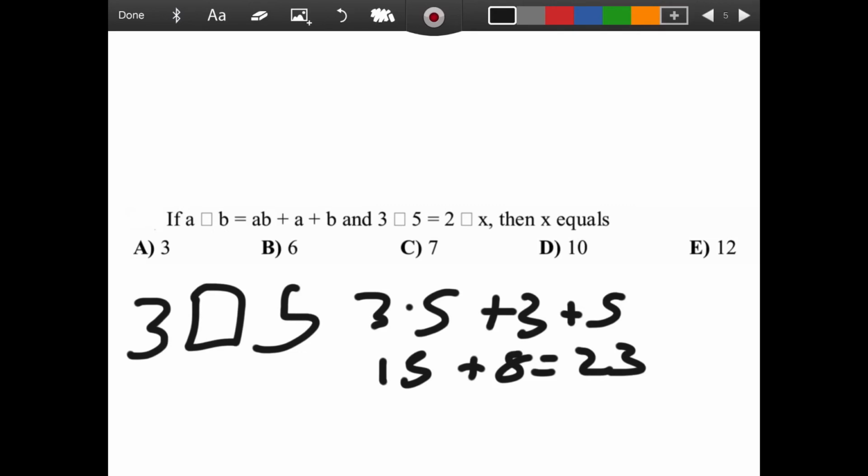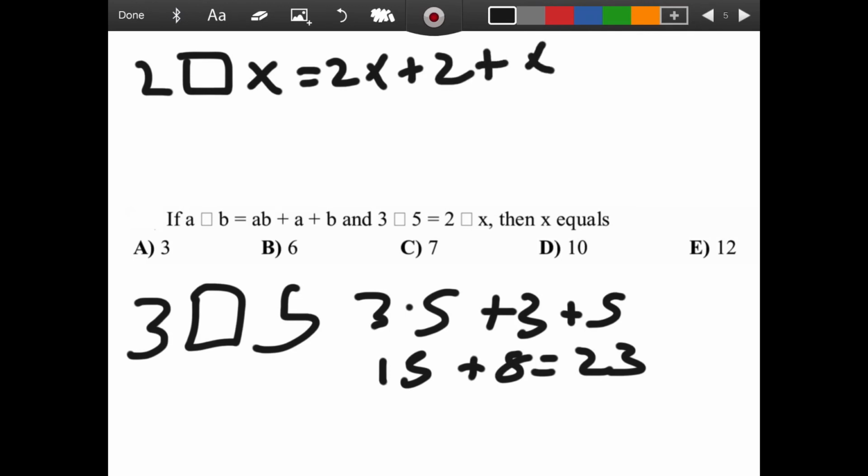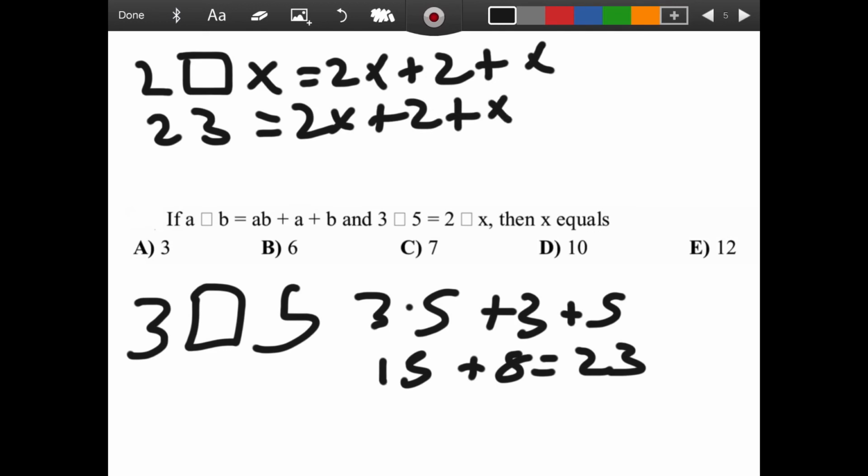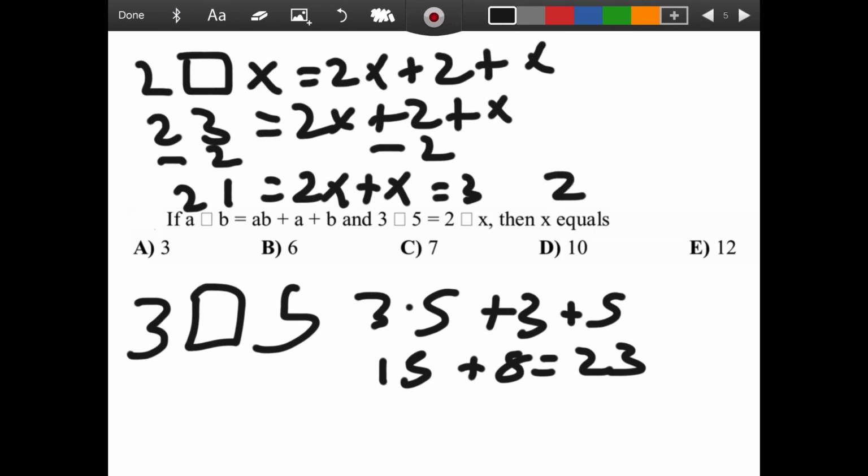And now let's see 2 square x. If we leave the variable in, let's put it on the top. So we have 2 square x, which is equal to 2x plus 2 plus x. And since 2 square x is equal to 23, we can substitute: 23 is equal to 2x plus 2 plus x. Now if we subtract 2 on both sides, so we can leave the variable on one side, we have 21 is equal to 2x plus x, which is equal to 3x. So 21 is equal to 3x. And then if we divide by 3 on both sides, we have 7 is equal to x. So 7 is our answer.